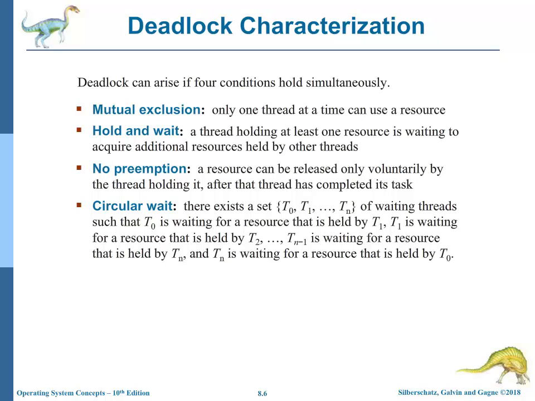Circular wait. A process is waiting for the resource held by the second process, which is waiting for the resource held by the third process, and so on, till the last process is waiting for a resource held by the first process. This forms a circular chain.